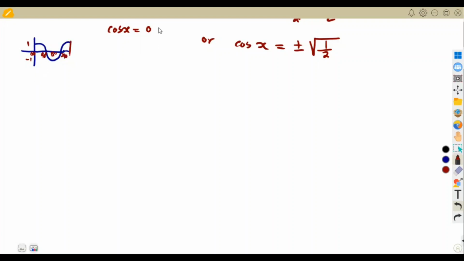So if we are to check the graph of cosine, where it is equal to 0, it's along this line here. That's where it is equal to 0. Those are the angles that we have there: 90 degrees and 270 degrees.